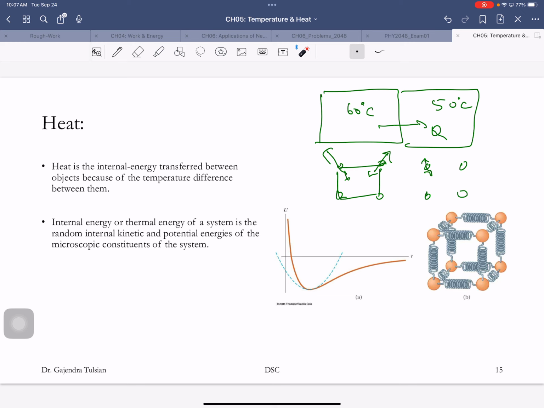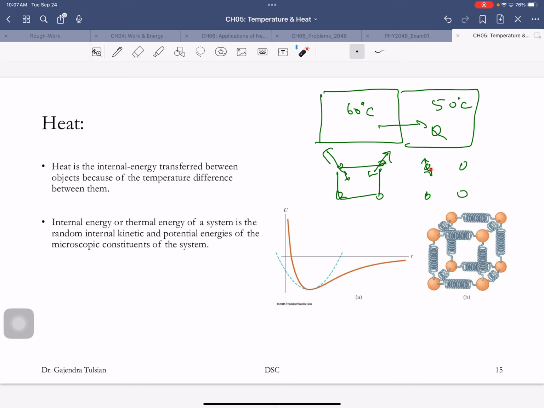How long does heat flow from here to there? You guys know this answer, yeah? Basically until they're both in equilibrium, till they come to the same temperature, okay? What that means is when the temperature is the same, the average kinetic energy of each molecule is the same, okay?